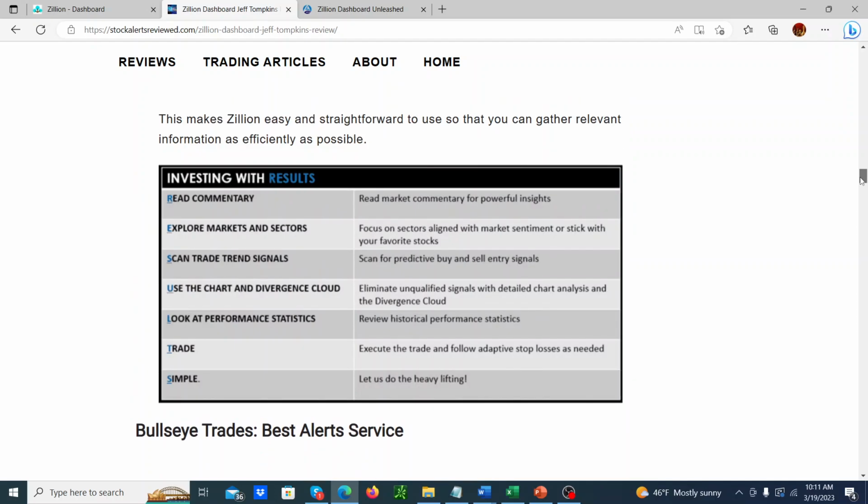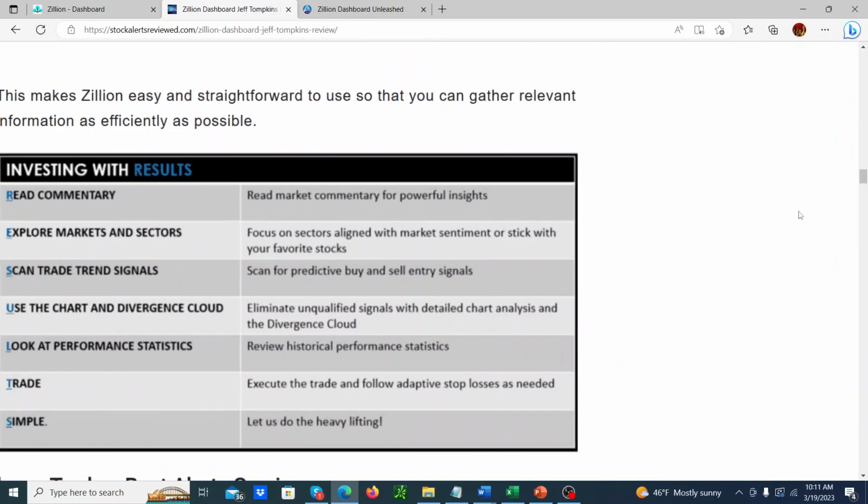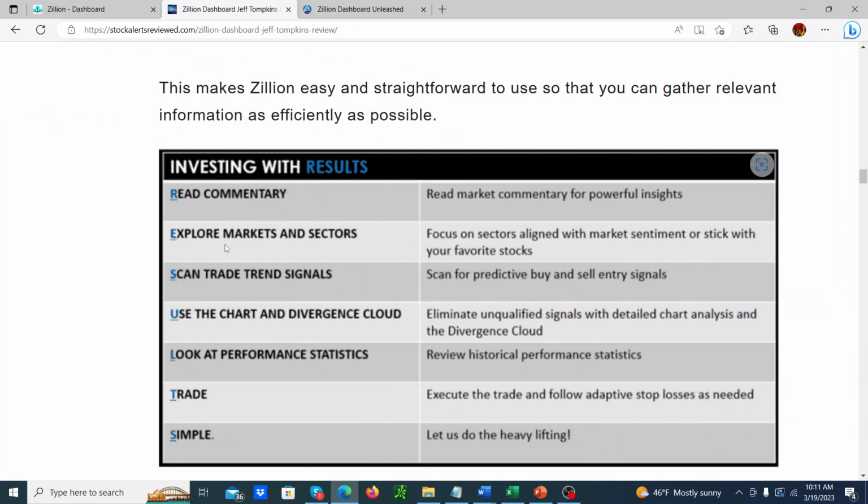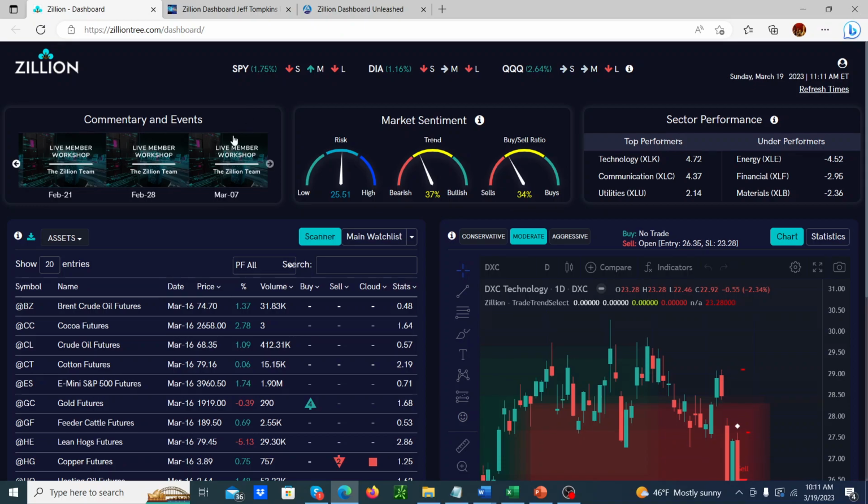So they have this basic idea that you can get these different parts to this whole thing. They have this results table here, so first of all you need to look at the market, then you need to look at the sectors that align with that you want to trade. If we go over to the actual Zillion dashboard, this might make more sense. Up the top here we have commentary and events. This is workshops and things that you can take part in as a member. Pretty good.